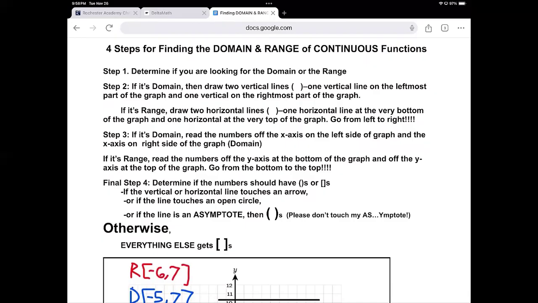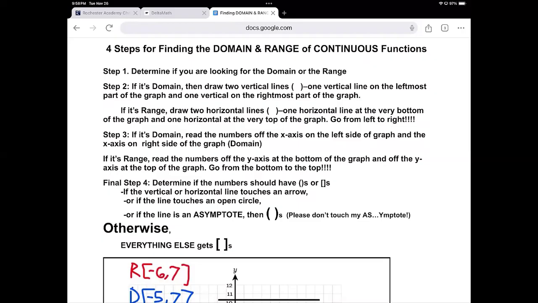Second step, if it's the domain, you're going to draw 2 vertical lines. One of the vertical lines is going to go on the very left of the graph. One of the vertical lines is going to go on the right of the graph. If it's range, you're going to draw 2 horizontal lines. One is going to go on the bottom of the graph, and one is going to go on the top of the graph. So that's step 2. You're going to be drawing either vertical or horizontal lines.